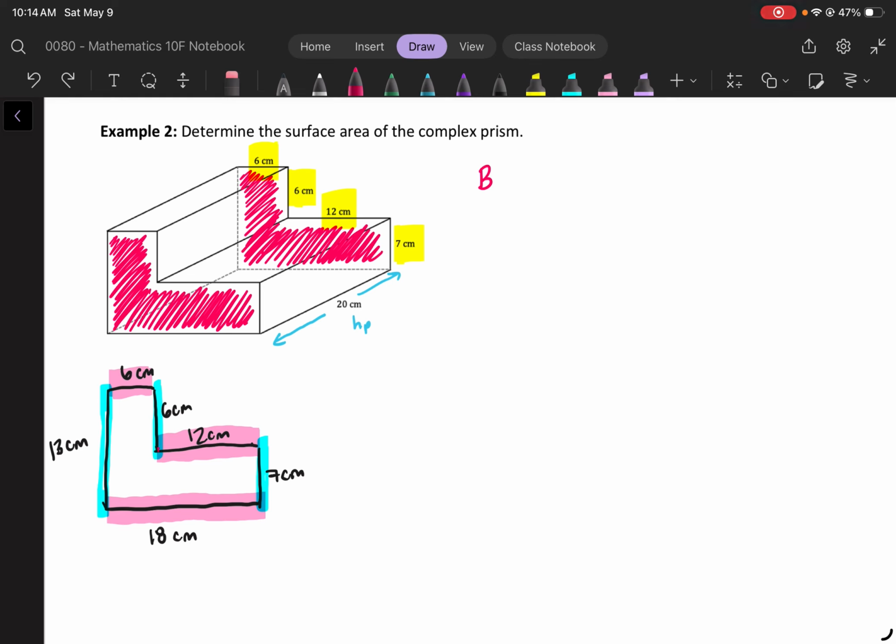What I'm going to do is separate it this way. And because I have two rectangles, I'm going to label those rectangles 1 and 2 so that I can say area of rectangle 1 and area of rectangle 2.